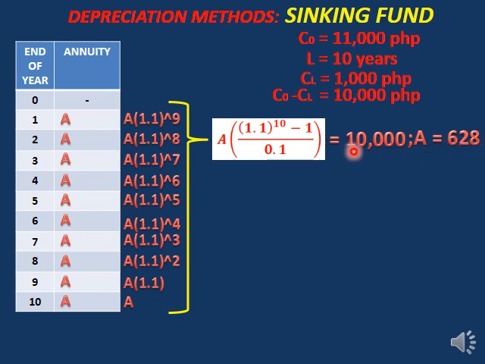Okay, why 10,000 and not 11,000? Because the only amount we need to accumulate in the bank is 10,000. We can get another 1,000 by selling the photocopier as scrap. So by selling the photocopier as scrap for 1,000, plus the 10,000 withdrawable amount from the bank, we get a total of 11,000 pesos that is capable of buying a new photocopier.